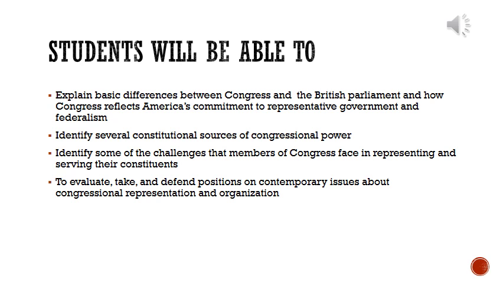Students will be able to explain basic differences between Congress and the British Parliament and how Congress reflects America's commitment to representative government and federalism, identify several constitutional sources of congressional power, identify some of the challenges that members of Congress face in representing and serving their constituents, and to evaluate, take, and defend positions on contemporary issues about congressional representation and organization.